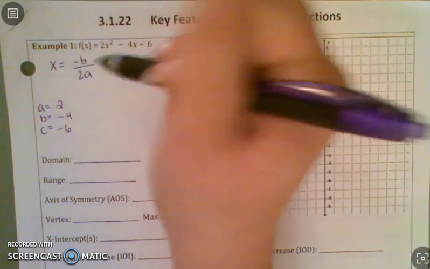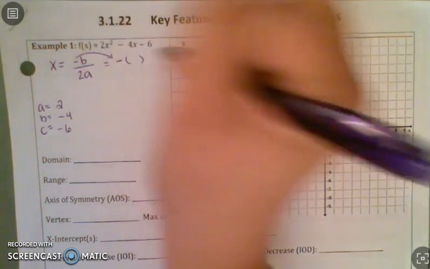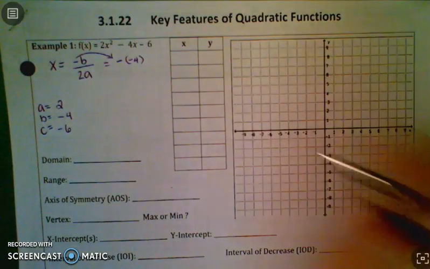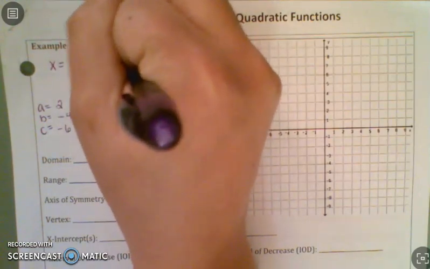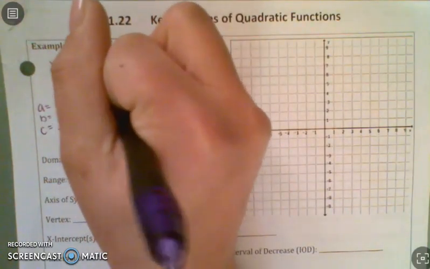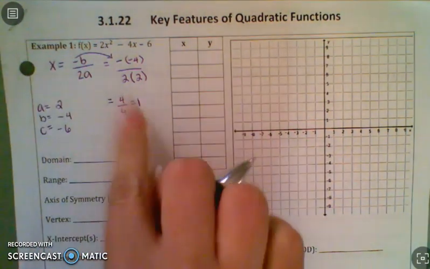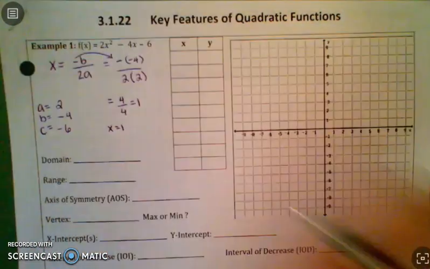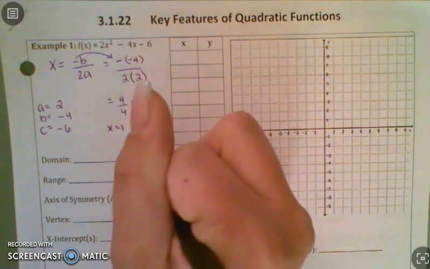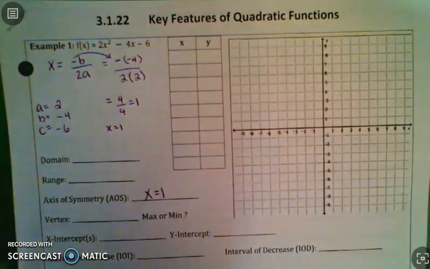Notice how there's a negative with the b, so don't forget to bring that negative over and then put your b value in. So our b value is negative 4 over 2 times a, and our a is also 2. So that's going to give us a 4 over a 4, which is going to equal a 1. So we just found x is equal to 1. Since x is equal to 1, that's going to be our axis of symmetry, and that's part of our vertex, which it asks for down here.